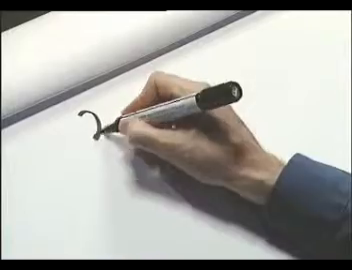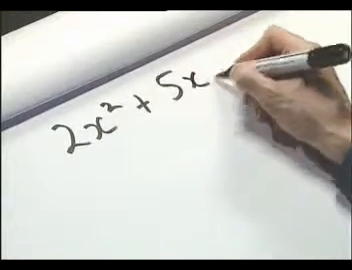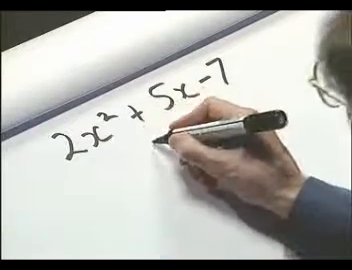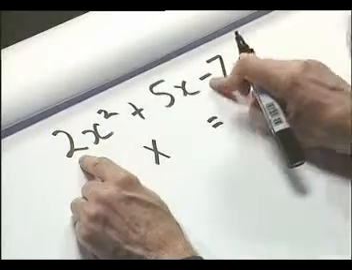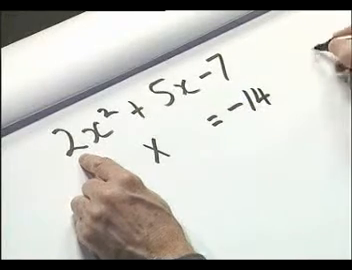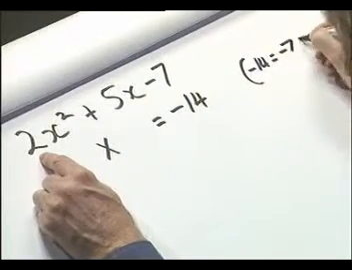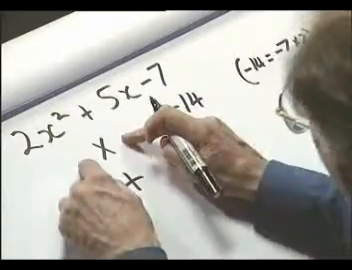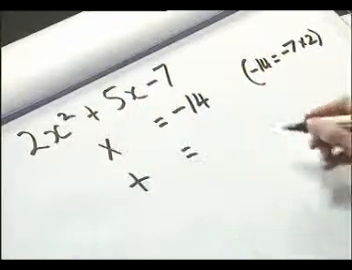Let's take another one. 2x squared plus 5x minus 7. So we're looking for two numbers that will multiply together to give us 2 times minus 7. So they must multiply together to give us minus 14. Just write down again at the side that the minus 14 comes from minus 7 times 2. And then these two numbers, whatever they are, have got to add together to give us the coefficient of x, plus 5.